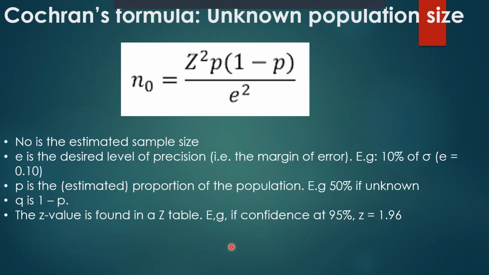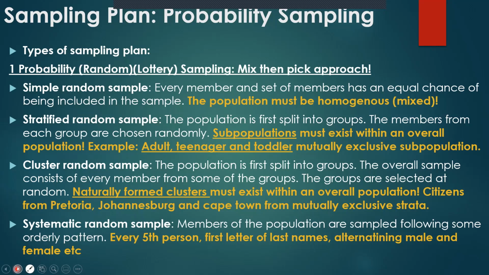Okay, so this is the Cochran formula. You should go and check it out. I'm not going to say much about it. Then, sampling plan.